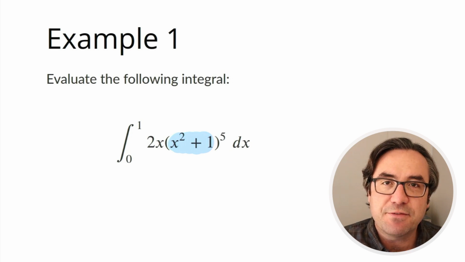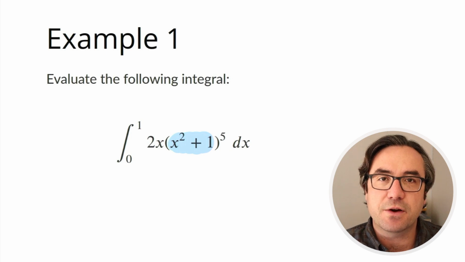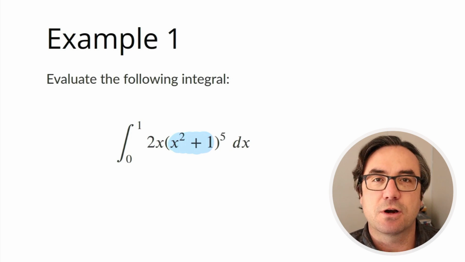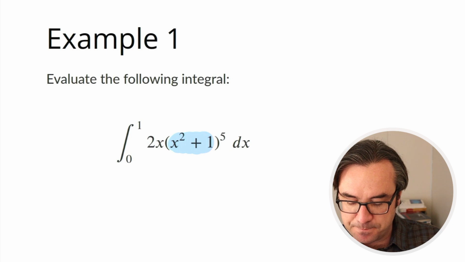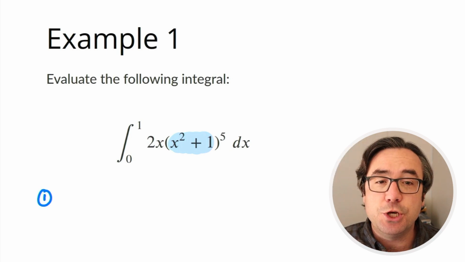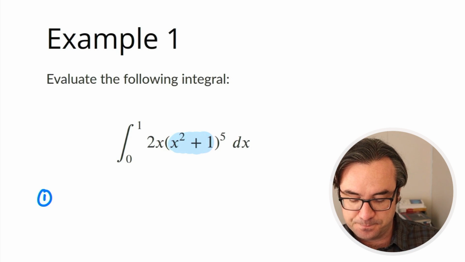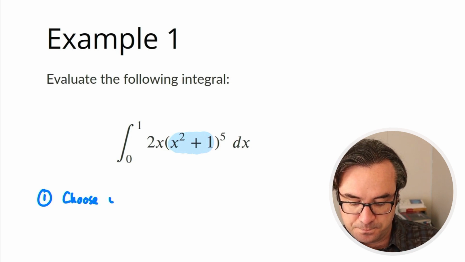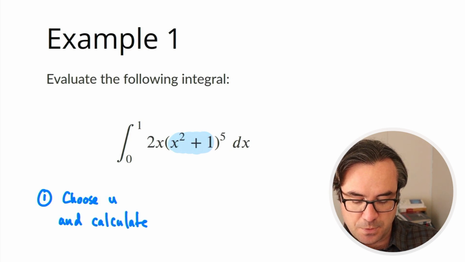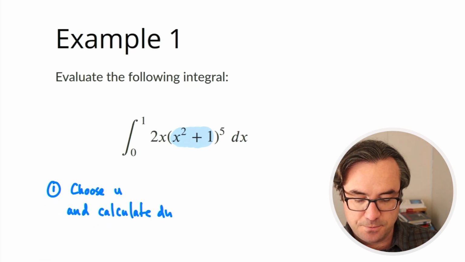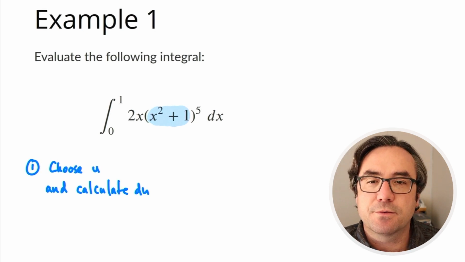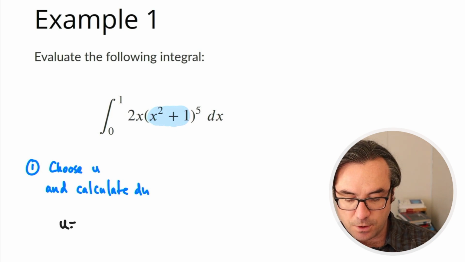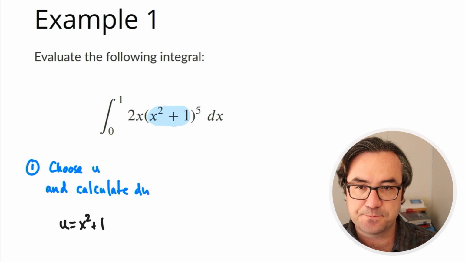So the way we're going to do this definite integral is it's going to start off very similar to how we would start off a regular substitution rule problem. So let's see what we get. Step one, we're going to choose u and calculate du. What are we picking for u? Well, we're going to let u equal the inner function, so u equals x squared plus 1.